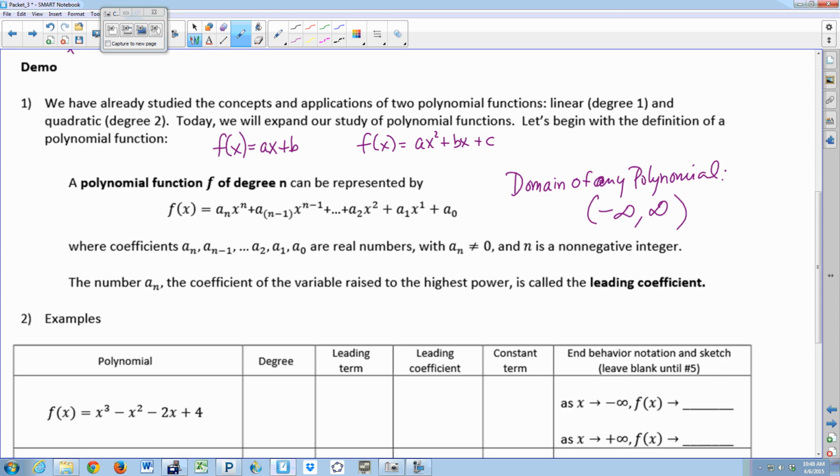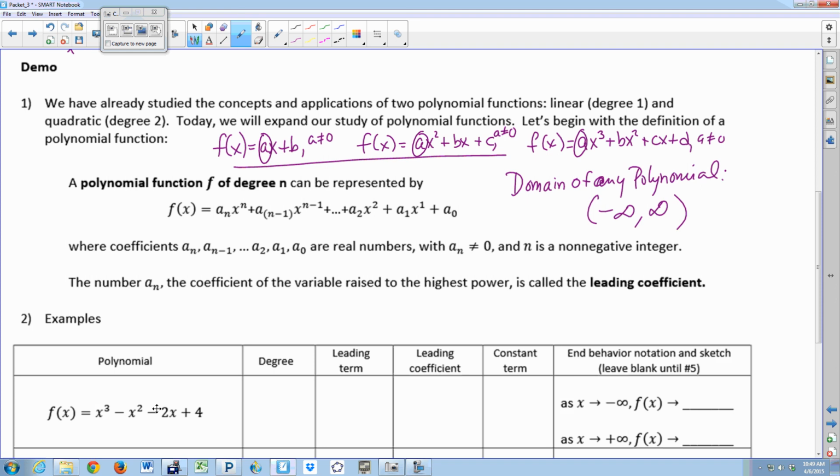What do you think we would write for using this type of notation for a cubic? Anybody want to help me try cubic? Ax to the third, yeah. Bx squared, cx plus d. And the only condition you would write on each of these is your first coefficient here, which we call the leading coefficient, couldn't be 0, or else you wouldn't have a linear function or a quadratic function or a cubic.